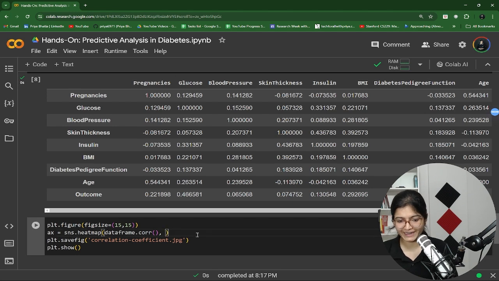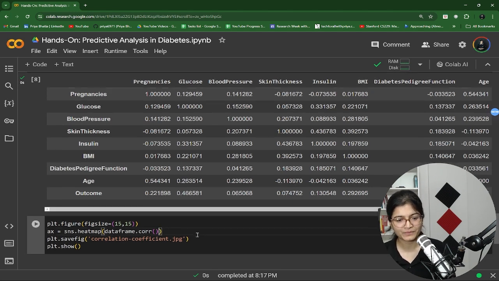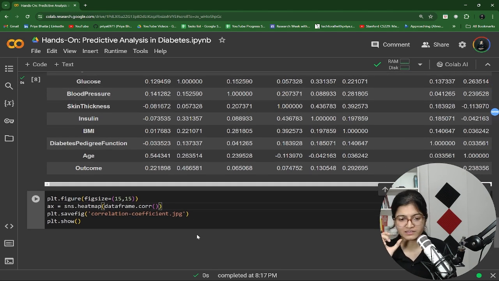As of now, let's not take anything and we will see what will happen. By default, annotation will be false. We will have to make it true. I'll show you the difference between these two. After that, I'm trying to save this figure so that if in future I'm creating a presentation and I want to showcase to clients how I decide the feature selection part, I can showcase it to them. That's the only reason. And then I'm using plt.show.